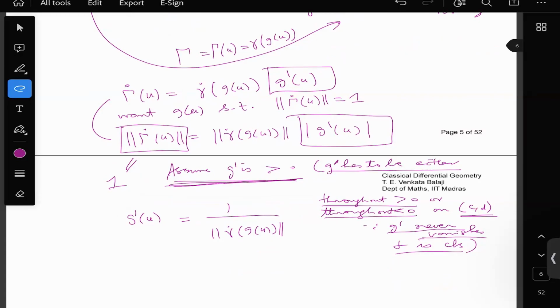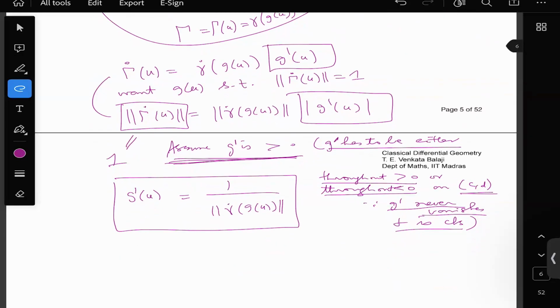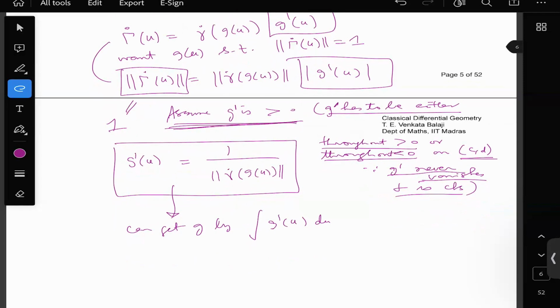Okay, now this is one thing, and you can try to get g by integrating this. All right, so you can get g by taking the integral of g dash u du. Okay, this is one thing that you can do. But the problem with doing this is that you see this gamma dot of g of u. The right side is I have to integrate 1 by gamma dot of g of u, and that expression already involves g of u. So this seems to go around in circles because I am trying to find g of u.